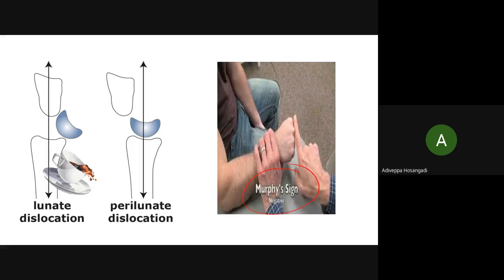Murphy's sign, I'll explain it here. This is the third metacarpal. This is not the second, don't forget the thumb. Thumb is first, this is second, this is third. If the third metacarpal head comes to the same level, that means there is a problem in the carpal bones. That is Murphy's sign. Here it is normal, they are going in a decreasing order. This Murphy's sign is negative. We'll come to that a little later.